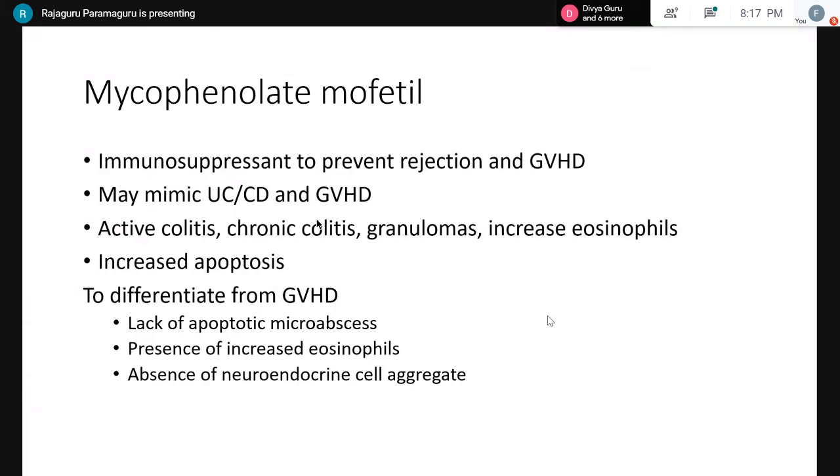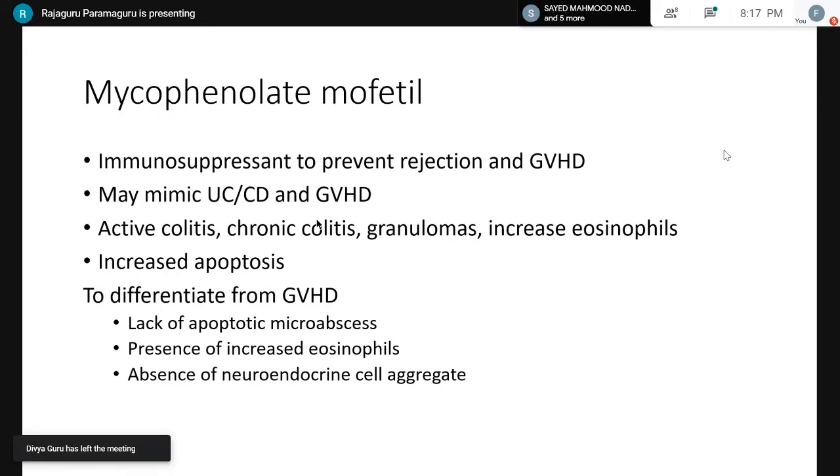Those will appear prominent. That is, the neuroendocrine cells will appear prominent, and they may appear as aggregates in graft-versus-host disease, whereas in mycophenolate mofetil they are not going to be very obvious or present as an aggregate. So these are features with which we can differentiate both of them.